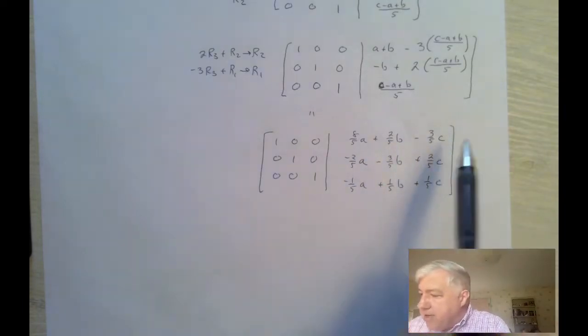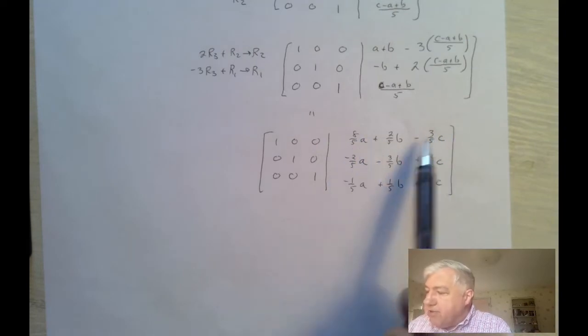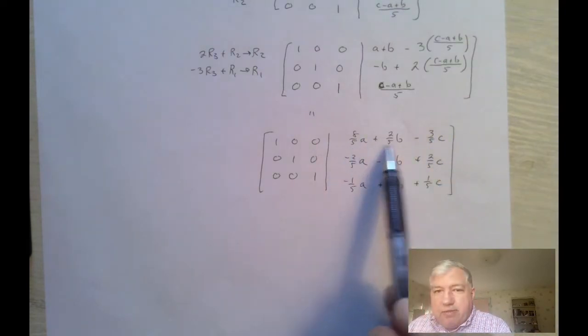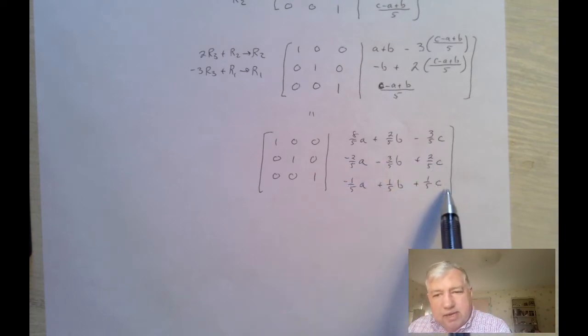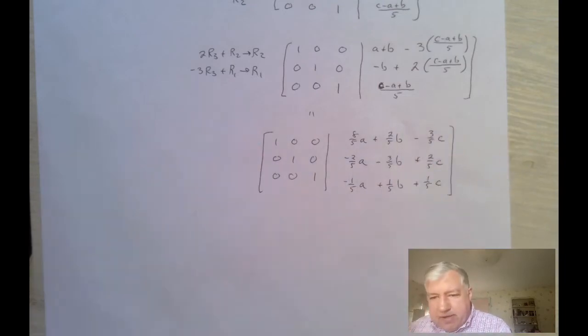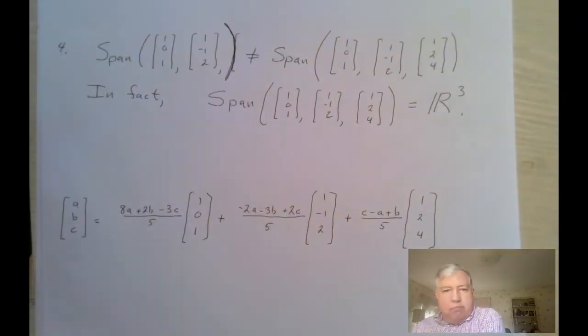So in this case, this is our solution for x, y, and z, and so that's why we get this times the first vector plus this times the second vector plus this times the last vector is equal to a vector ABC. So that's where we got this.